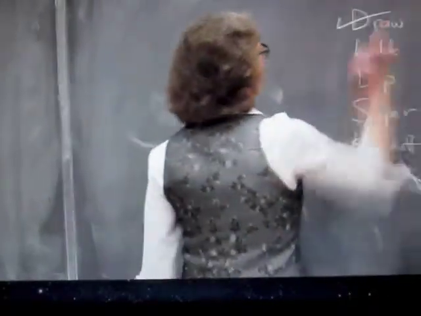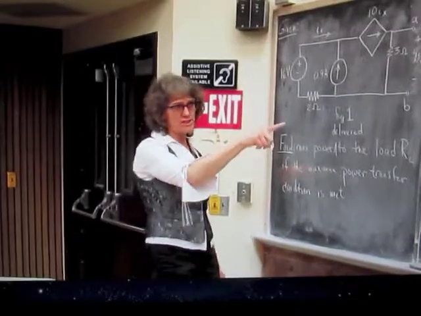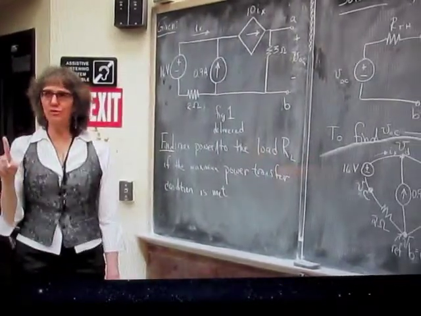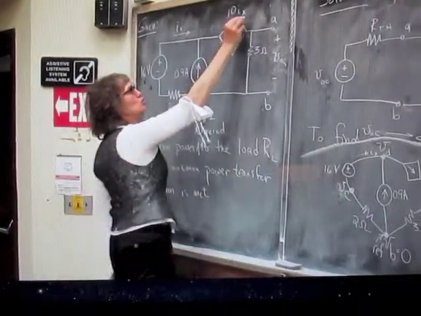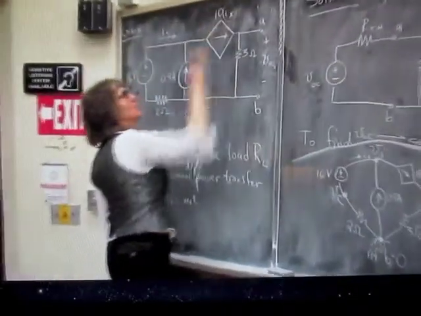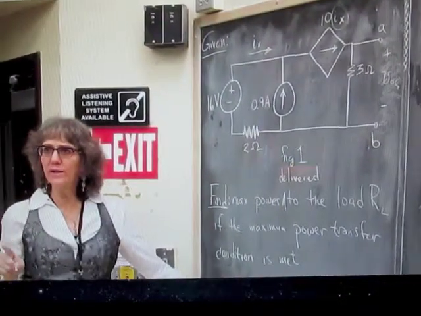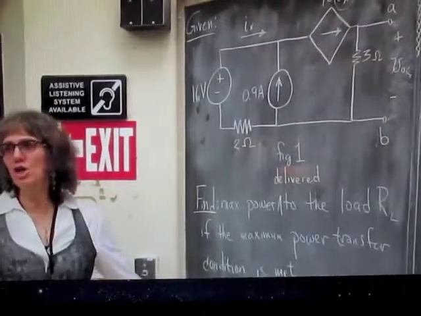I love keeping to-do lists and then crossing things off, so good. I've done that, check. So for the dependent part, that third step, here's what you have to do with the dependent source. You look at the controlling quantity of the dependent source, and you want to write that controlling quantity in terms of node voltages.